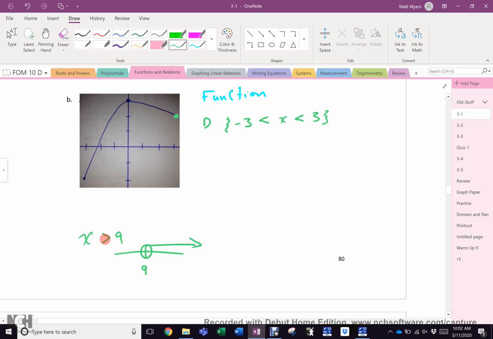Is 9 greater than 9? No, 9 is equal to 9. If we color it in, that means 9 is included, and we put an equal sign here. Are these two dots colored in? Yes. So are they included? So I need an equal sign. Is everybody good? All right.